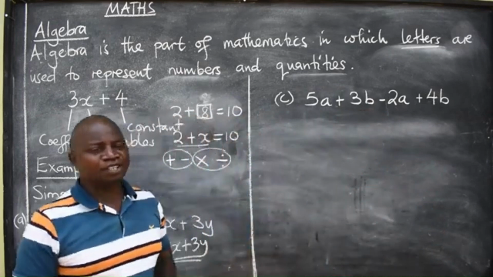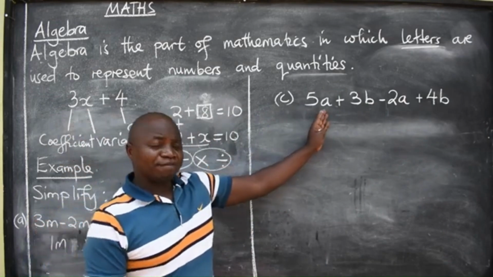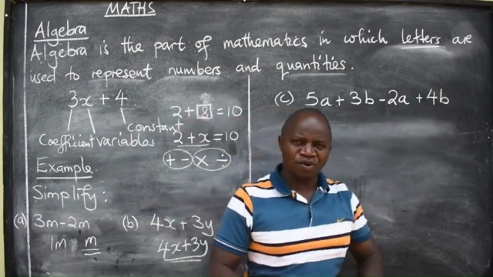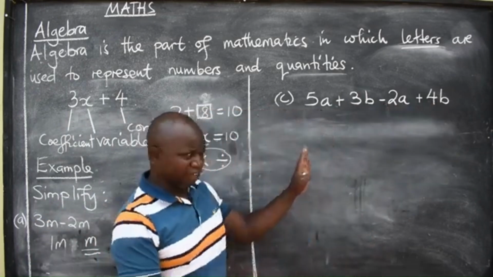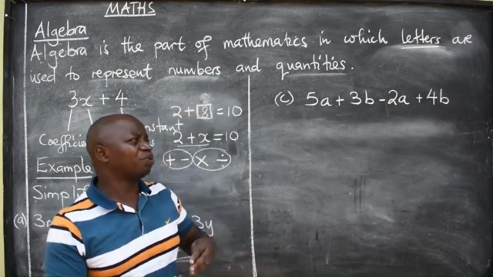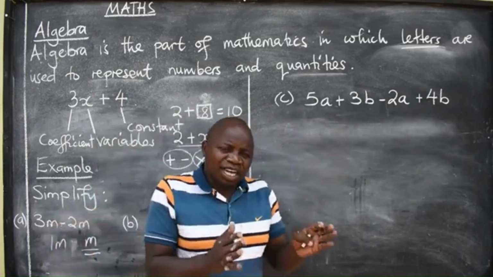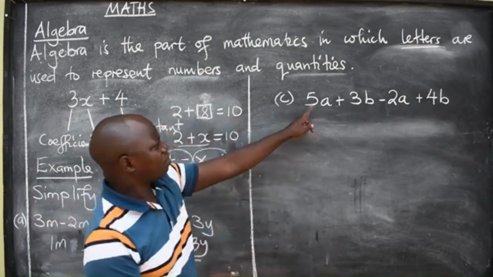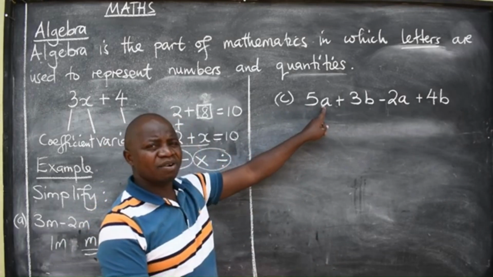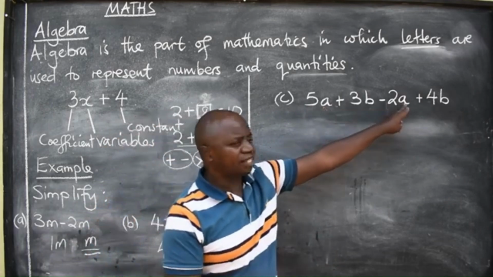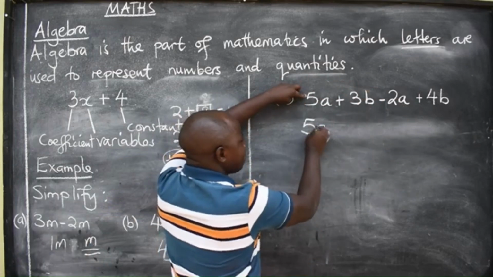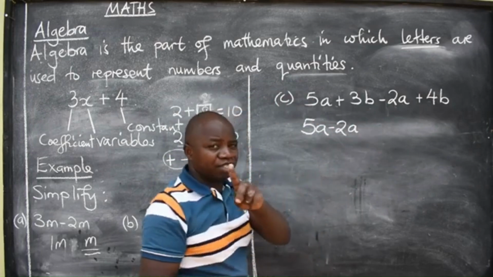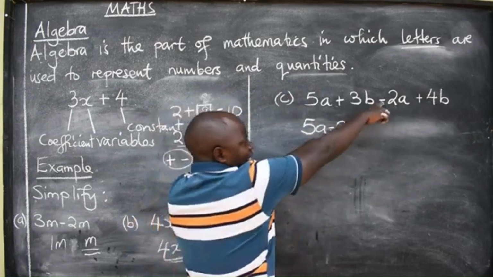We now proceed to C. 5a plus 3b minus 2a plus 4b. What do you do? The first thing is for you to rearrange these. You start grouping them, like terms must be next to each other. I've got 5a. Do I have another one with the a here? It's here. So I will say 5a, the pair is here, minus 2a.